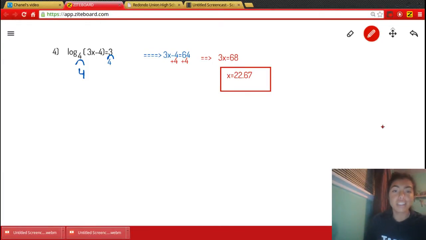Then you want to isolate the 3x by itself. So you add 4 to both sides, you get 3x equals 68. You divide 68 by 3, you get your answer, 22.67.